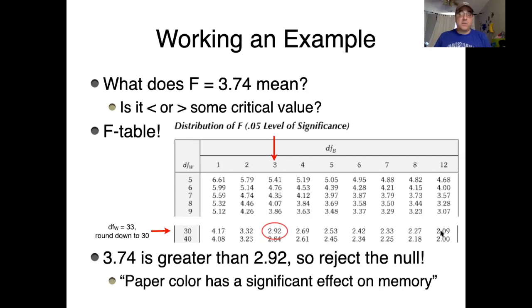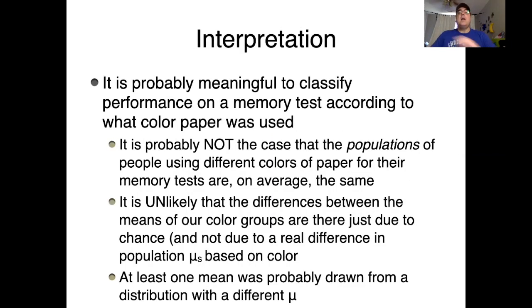Here are a couple of other different ways to say that. It is probably meaningful to classify performance on a memory test according to which color paper you took the test on. Now, that's certainly not the only factor that is going to be meaningful. The difficulty of the words, the amount of sleep the person had, how good they are generally at memory, how much time they had, whether there was noise in the room. Those are all factors. But one of the factors that is meaningful to use when categorizing people on memory performance turns out to be the color of paper.